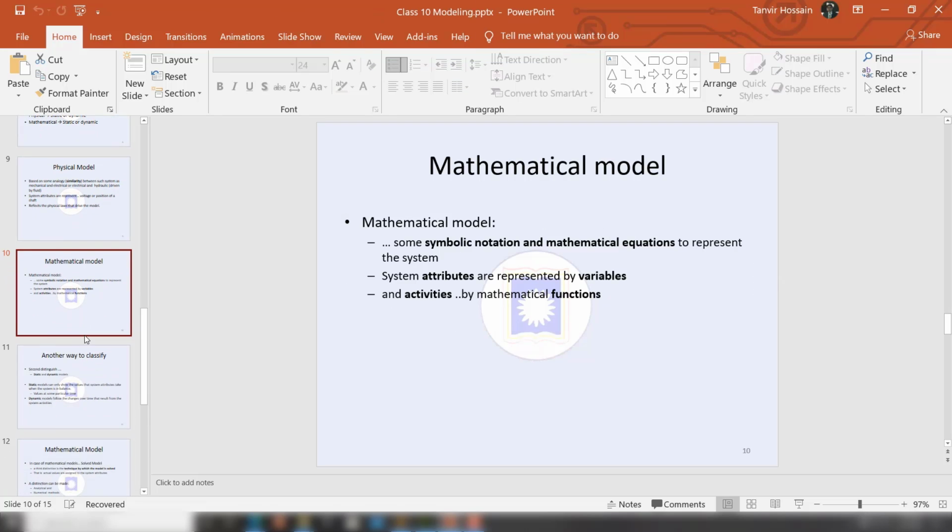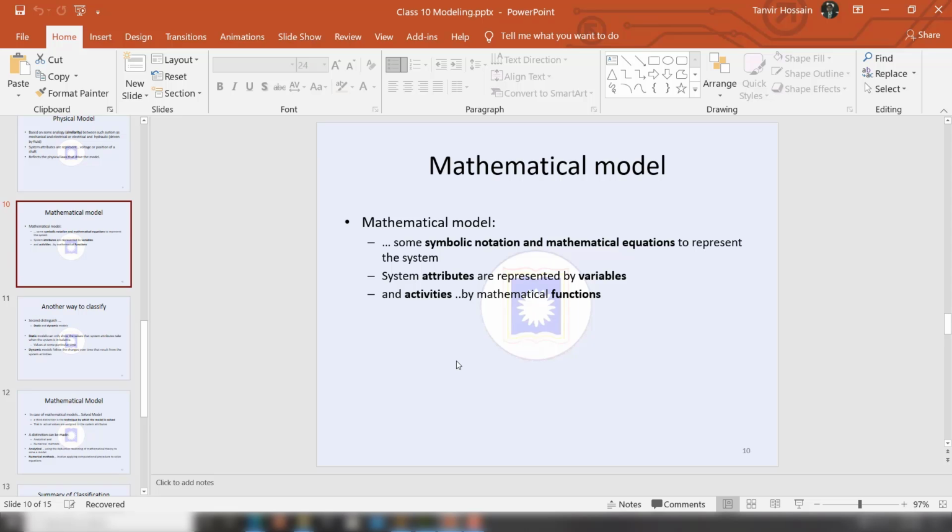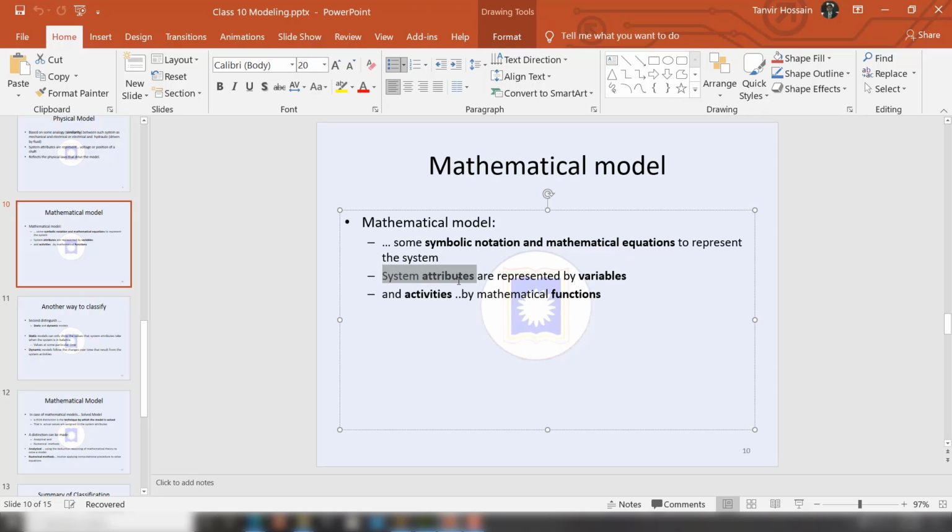Next one is the mathematical model. A mathematical model uses symbolic notation and mathematical equations to represent the system. So we are not physically mapping one-to-one. In this case, we are going to create equations that imitate the behavior of the different specific parts of a system, and for those things we are going to use the mathematical model. System attributes are represented by variables and activities by mathematical functions. So in this case, the model is the equation, the attributes are variables, and activities are functions.